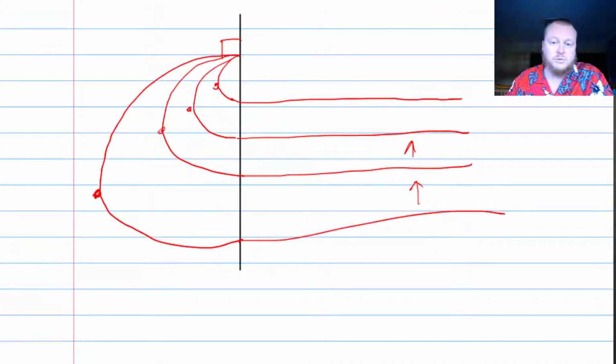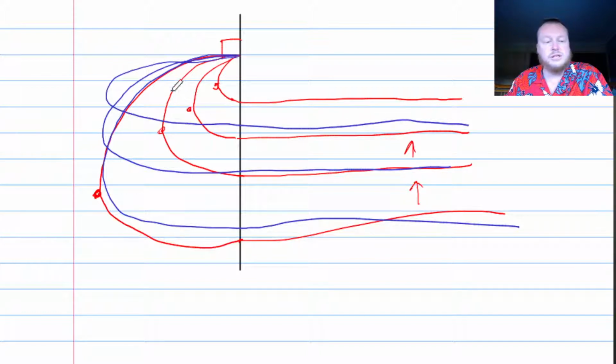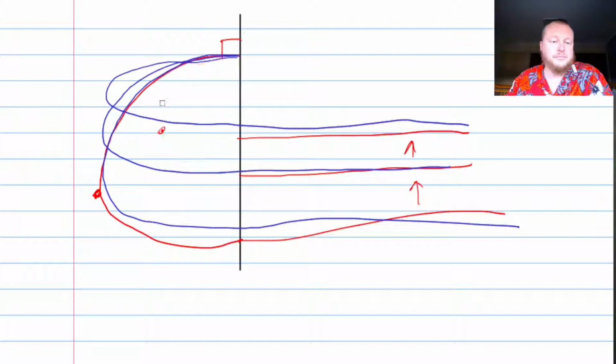The bad behavior would be the following. I'll just draw it in a different color, maybe blue. So start off with the same kind of curve, but then as it moves up, it gets thinner. I don't know if you can see this. It gets thinner, but it doesn't get smaller. Maybe you can see it better now.